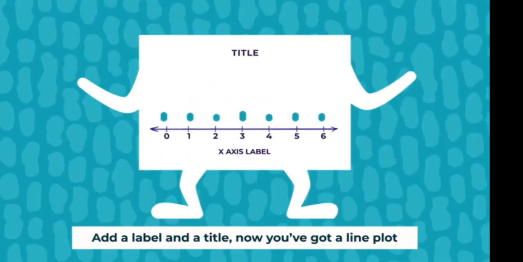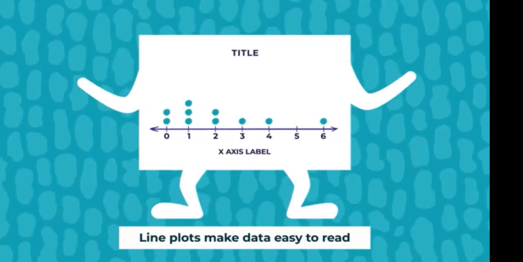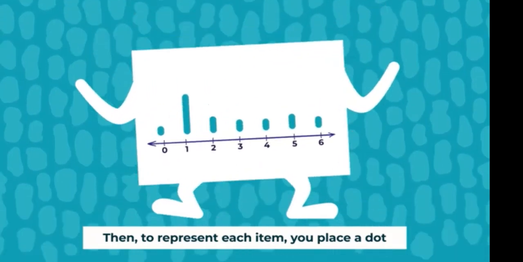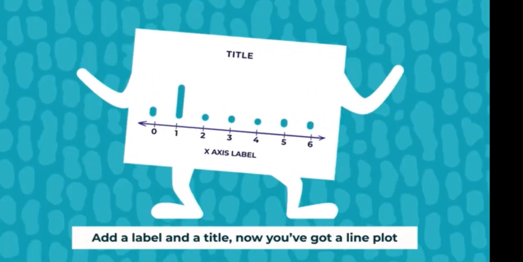Now you got a line plot. Line plots make data easy to read. To make one, a number line is what you're gonna need. Then to represent each item, you place a dot, add a label and a title, now you got a line plot.